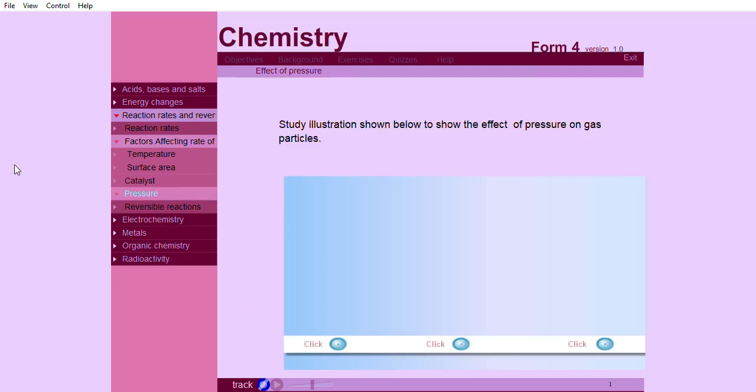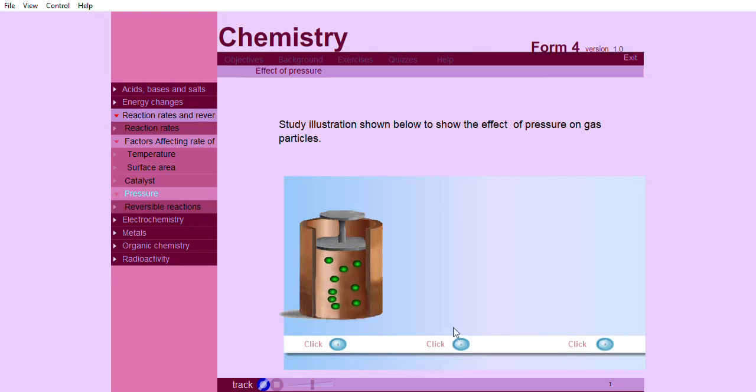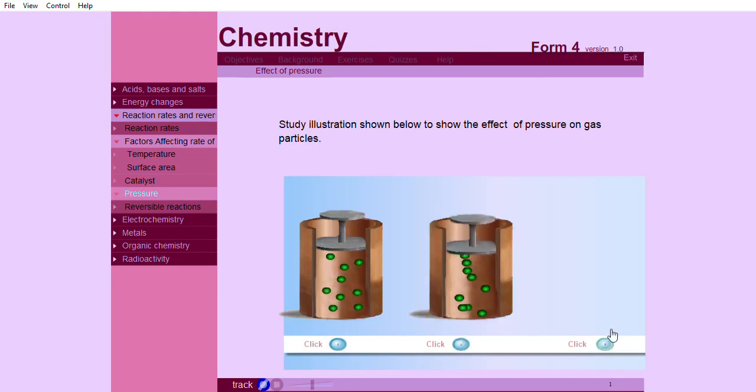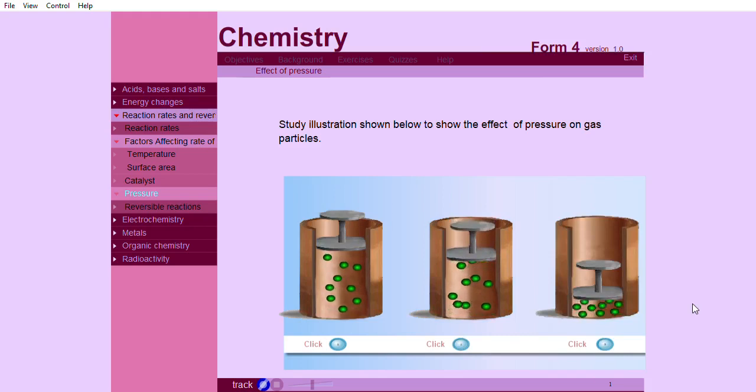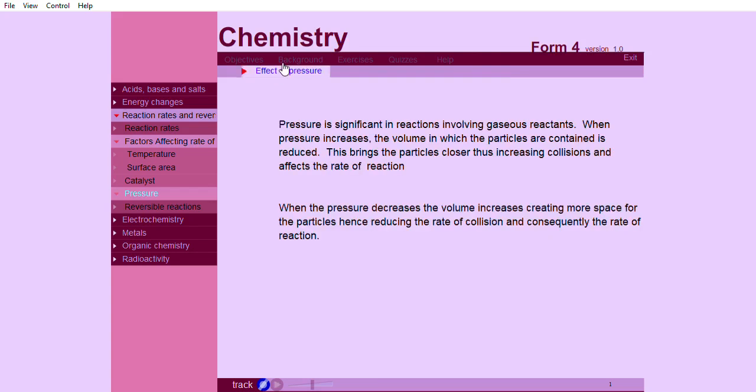Study the illustration shown below to show the effect of pressure on gas particles. Pressure is significant in reactions involving gaseous reactants. When pressure increases, the volume in which the particles are contained is reduced. This brings the particles closer, thus increasing collisions and affecting the rate of reaction.